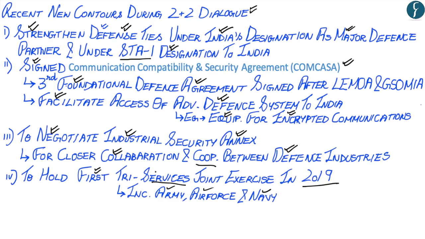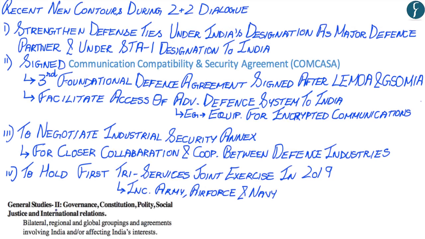Now you have to understand that this would not be the first exercise that India conducts with any other country. The Indra 2017 military exercise was the first Tri-Services exercise that India had, and it was conducted between India and Russia. The 2+2 dialogue and the recently signed COMCASA agreement would be placed in GS Paper 2 within the section International Relations and within the subsection Bilateral Agreements involving India and affecting India's interest. And so now with this, let us move on to the next article.